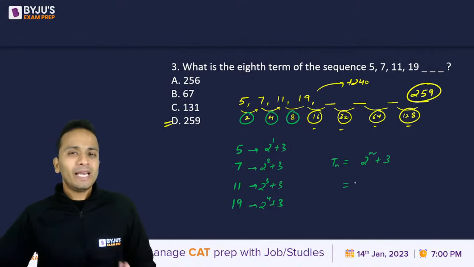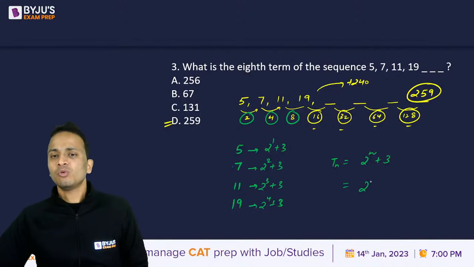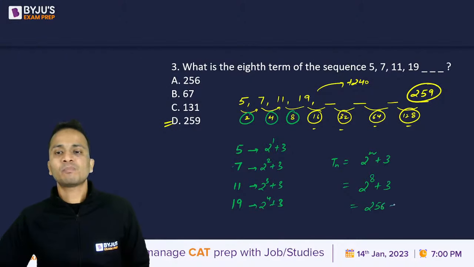All right. Ab mujhe 8th term find out karna hai. To 8th term kya ho jayega? 2 raised to the power 8 plus 3. That is 256 plus 3, which is 259.